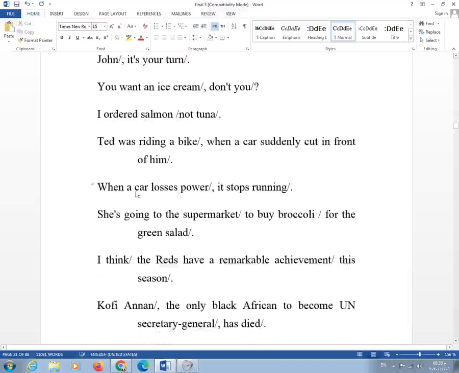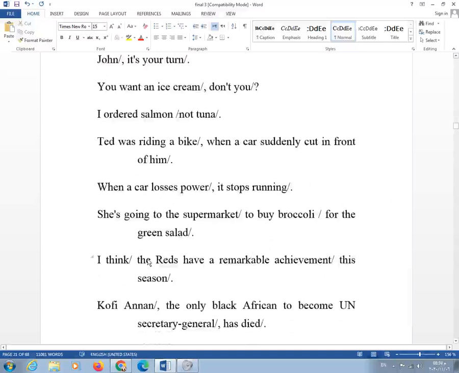When a car loses power, rising, it stops running. When a car loses power, okay, what happens is it stops running. Two tone groups, each one carries a separate tone, a separate intonation pattern. She's going to the supermarket to buy broccoli for the green salad.